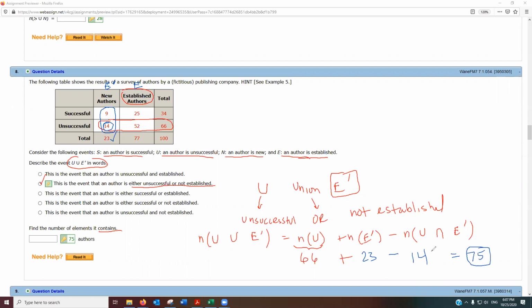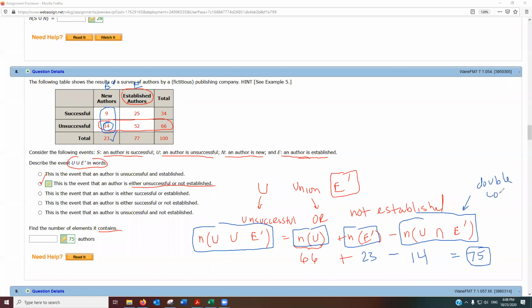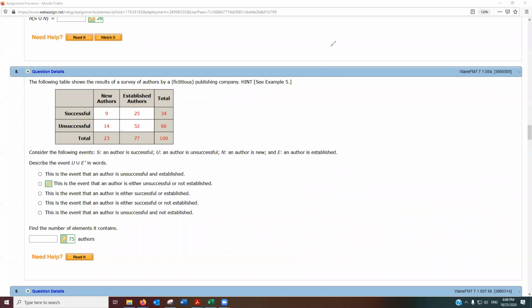Okay, so again, this was an OR type of calculation. To find the cardinality for a union, you take the number of elements in one set plus the number of elements in the other set, but you've got to subtract the number in the intersection. Remember, this is the double count part of it, so we've got to subtract out that double counting. All right, let's do a few more.